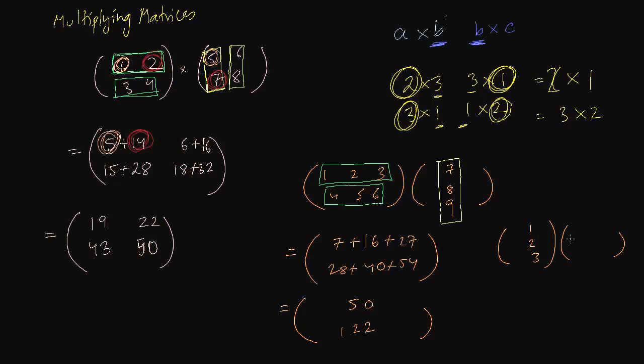So 1 row, 2 columns. So 4, 5. So can we multiply this? Of course, because this thing and this thing match. So it is allowed that we can multiply this. And the product is going to be 3 rows, that means 1, 2, 3, and 2 columns, 1, 2. So that is going to be the product.